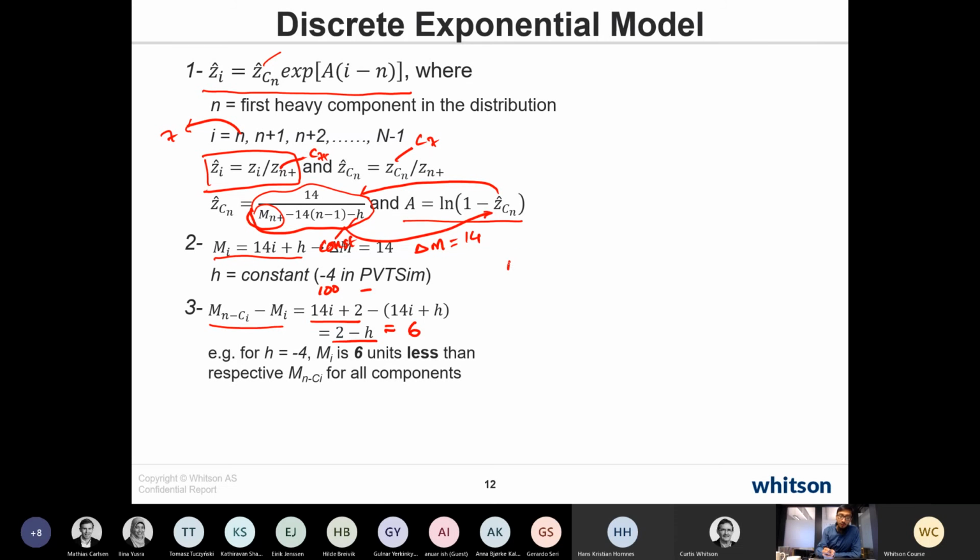So the molecular weight of C7 will always be less by 6 units from normal C7, and for C8 it will be less than 6 units from its respective normal C8. So these are all limitations and assumptions in the exponential discrete model. And you will see in the gamma distribution model, there are no such assumptions.